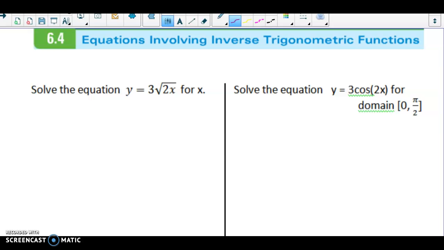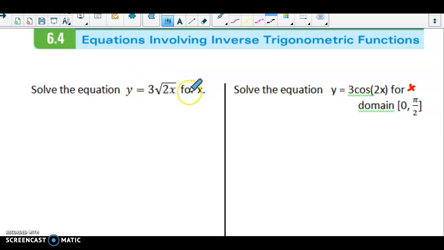Okay, guys, just more of the same here. We are solving this time. Notice instead of a zero here or a number, we have y equals, and we're supposed to solve for x. Okay, so let's just remember how we did that in algebra.